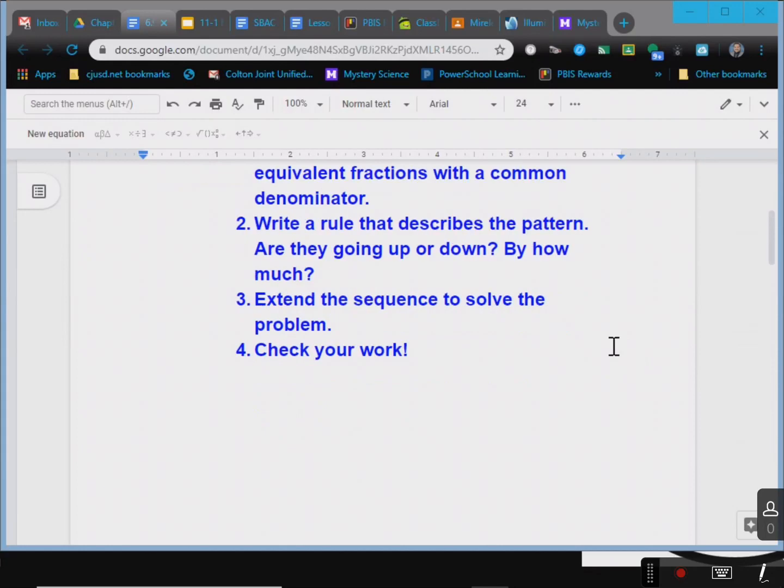Are they going up or down? By how much? And you're going to want to subtract two of the numbers that are together to find out how much they're going up or down by. I usually find subtraction is the best method for me. And that's what I'm going to use in my two examples.